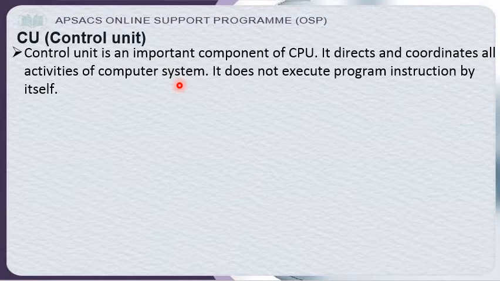The control unit does not execute anything, okay, it just sends the signal to do this thing. It does not execute program instructions by itself, which I've told you. The control unit will not perform any execution. It just gives orders: do that, do this thing, do this thing. Okay? The actual processing is done inside the ALU.